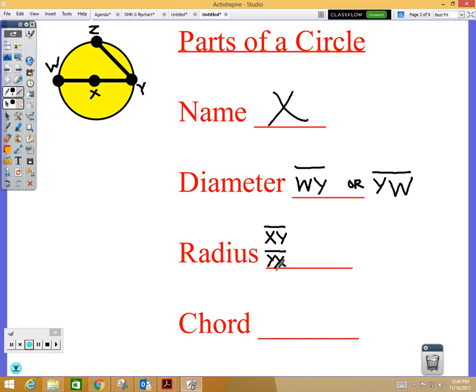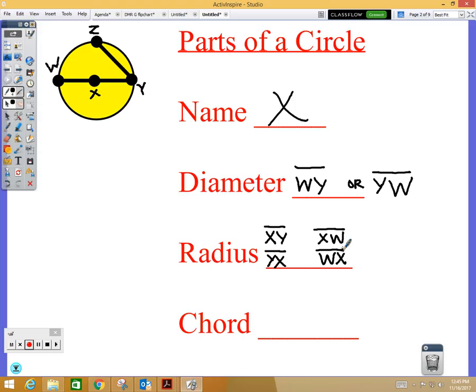WX. Or I could say XW. Again, same thing. Okay? So it doesn't matter what order you put those two letters in. It refers to the same line. So again, X to W or X to Y would be those radii.